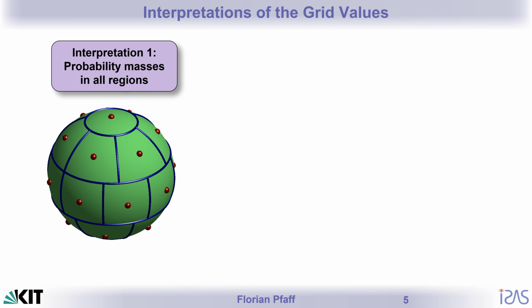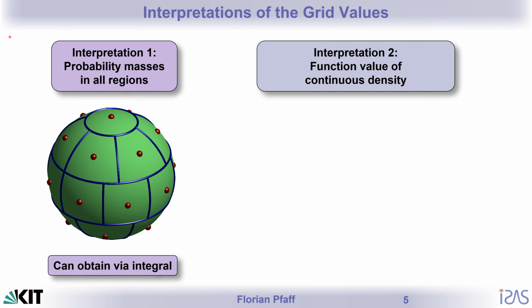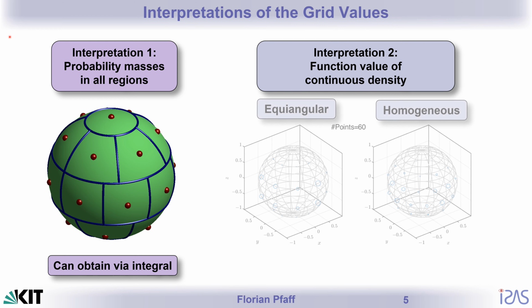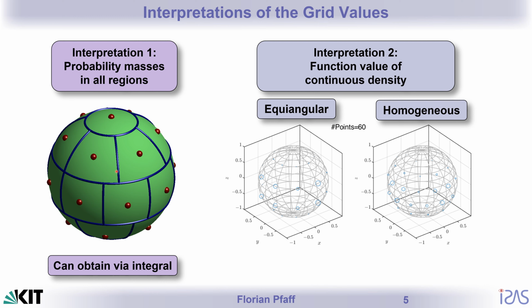To provide a grid filter, we have to specify the interpretation of the grid values. One is that they encode the probability masses in all the regions. We can get these, very expensively, via an integral. The second interpretation is that they are the function values of the continuous density at the grid points. While the grid points are not relevant here, they are obviously relevant here. And we can have an equiangular or a more homogeneous grid. I encode the function values of the grid values according to the size of the circles. If we now increase the density here, then with an equiangular grid, we are denser towards the poles than with a homogeneous grid.